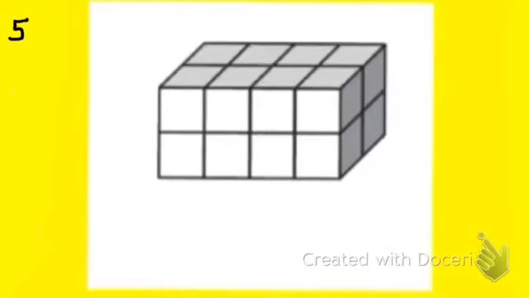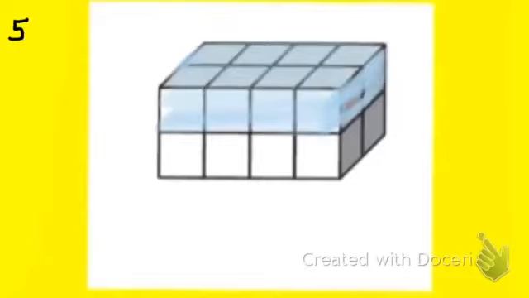Example number 5 is a bit different. It is a rectangular prism. I don't see any spaces or anything sticking out. So I know it's a rectangular prism made of unit cubes. But look at number 5. It definitely has 2 layers, either a front and back or a top and bottom layer. I'm going to look at it as a top and bottom layer.